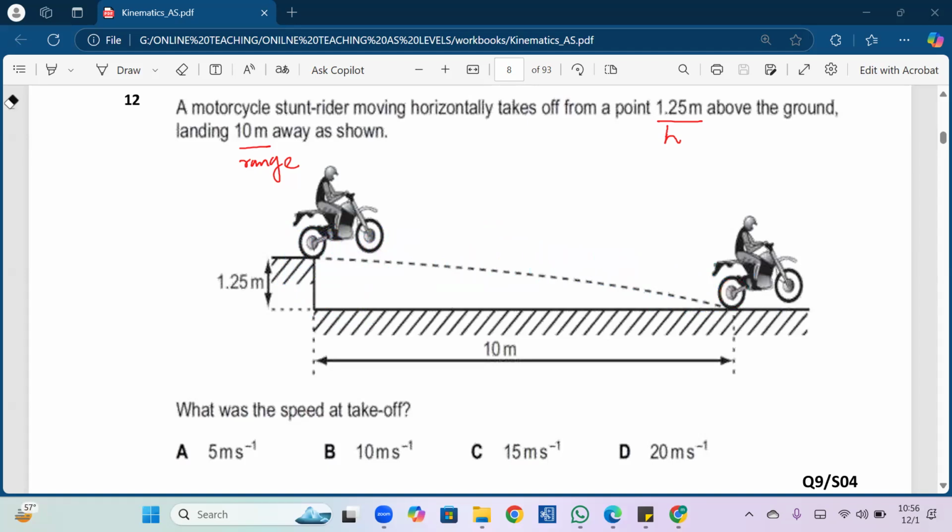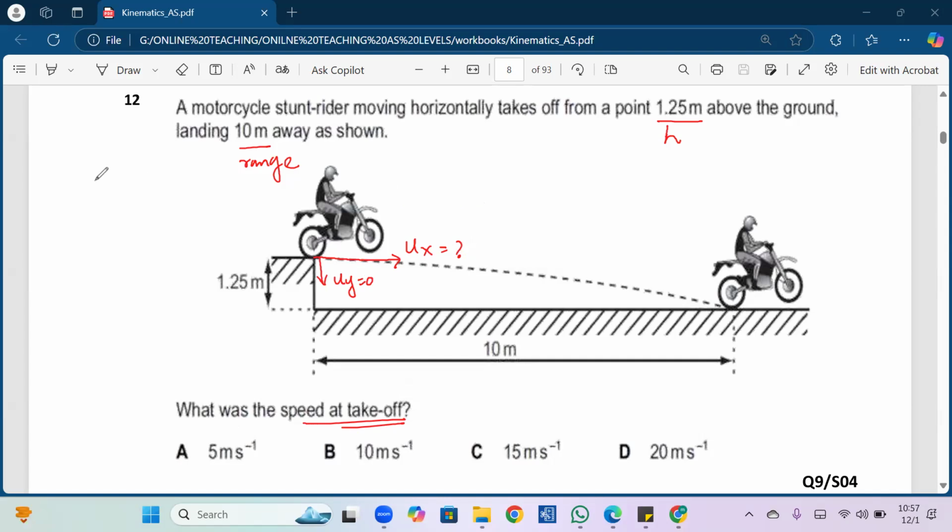Now we have to consider one thing while doing this question. For example, this is the horizontal velocity, ux, which is unknown to me. The examiner has asked what the speed at takeoff was. So this is ux, which is unknown to me. uy is taken as zero because the motorcyclist was not coming down when he was projected. When he left the ramp, he was going in this direction. That's why horizontal velocity is taken as non-zero and vertical velocity is taken as zero.